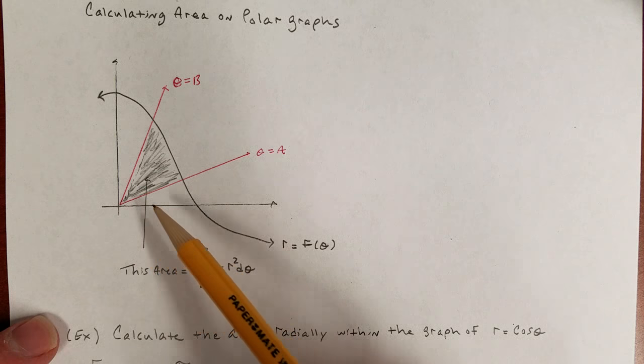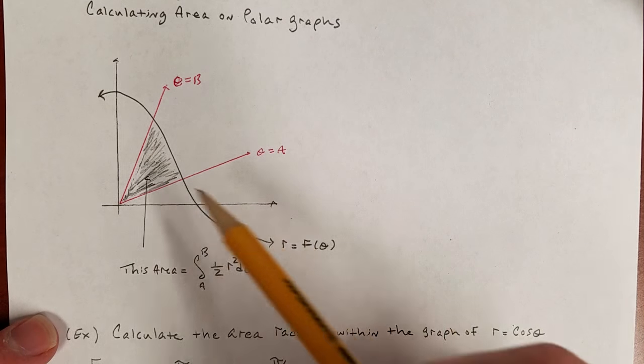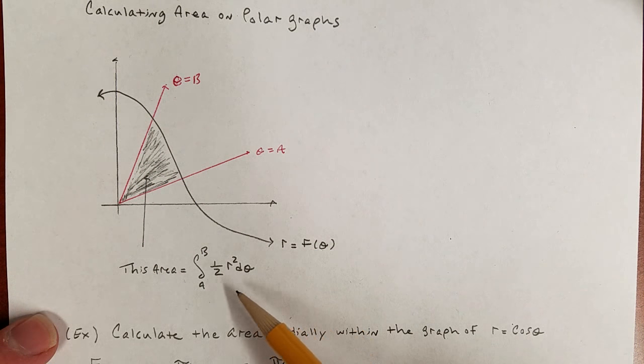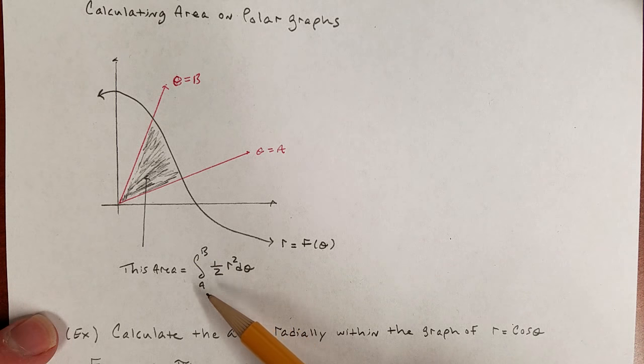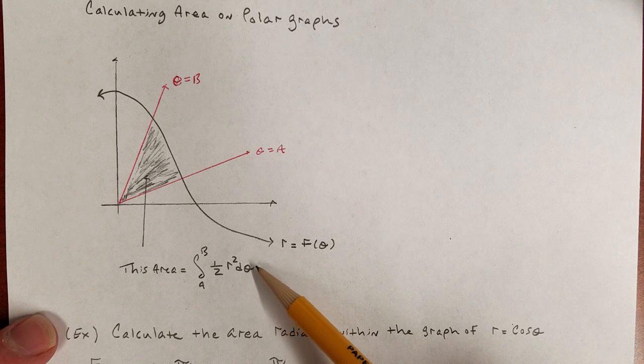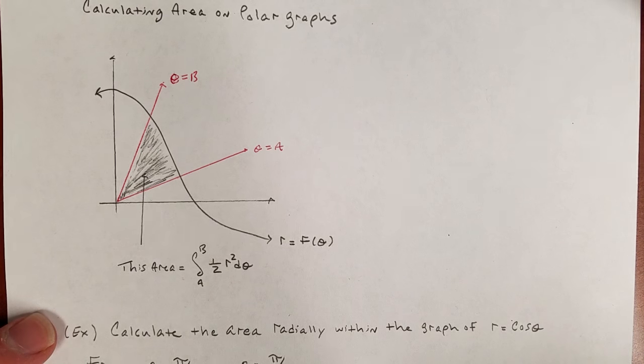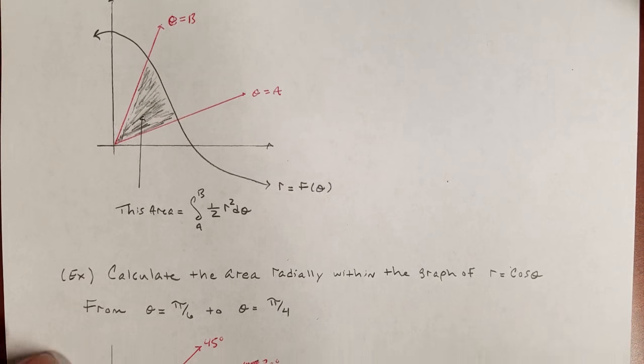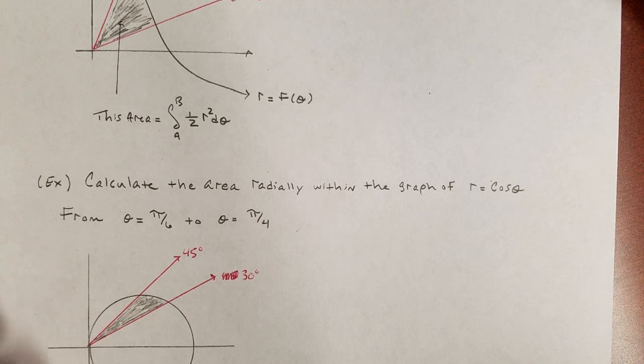Alright. So if you wanted that area, then it's the definite integral from angle A to angle B of 1/2, which is this universal factor in these integrals, r squared d theta. So theta will be the variable in the integral. Okay. Now, let's see a problem.